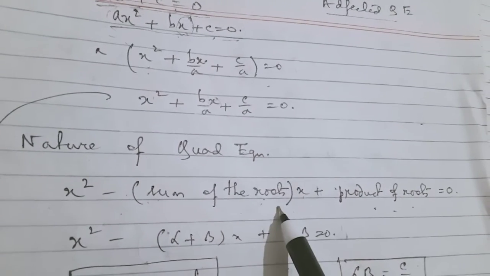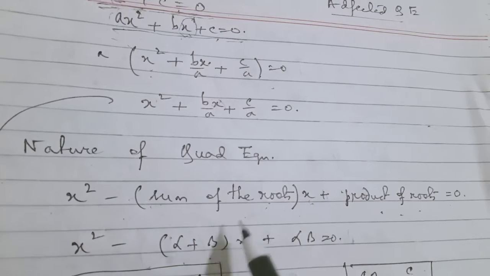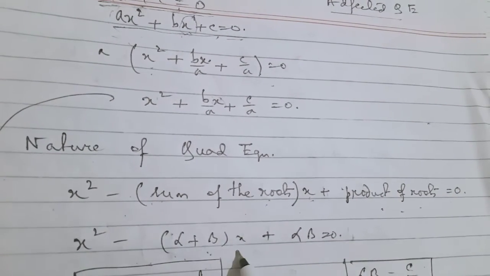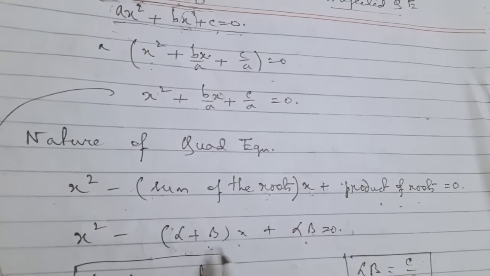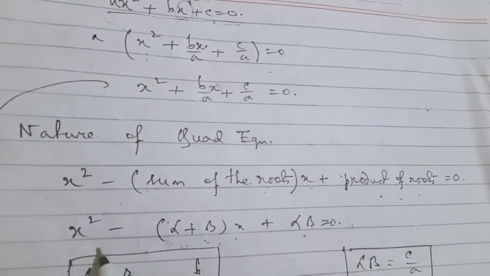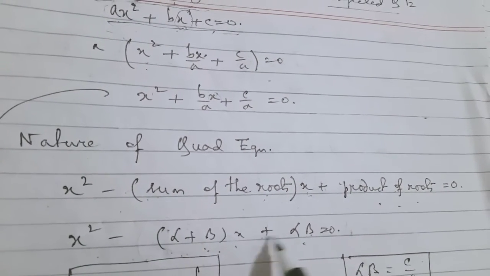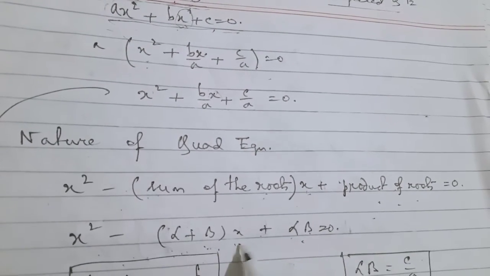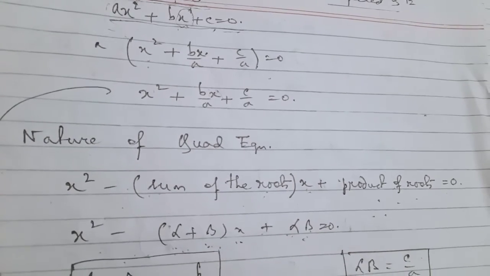So if the two roots, that means the two values of the variable x, are considered to be alpha and beta, the equation takes the form x² minus (alpha plus beta) into x plus alpha beta, meaning product of the roots. See, if it is x² − 5x + 6 = 0, then x² − (3 + 2)x + 3 × 2 = 0, where 3 and 2 are the values of x.